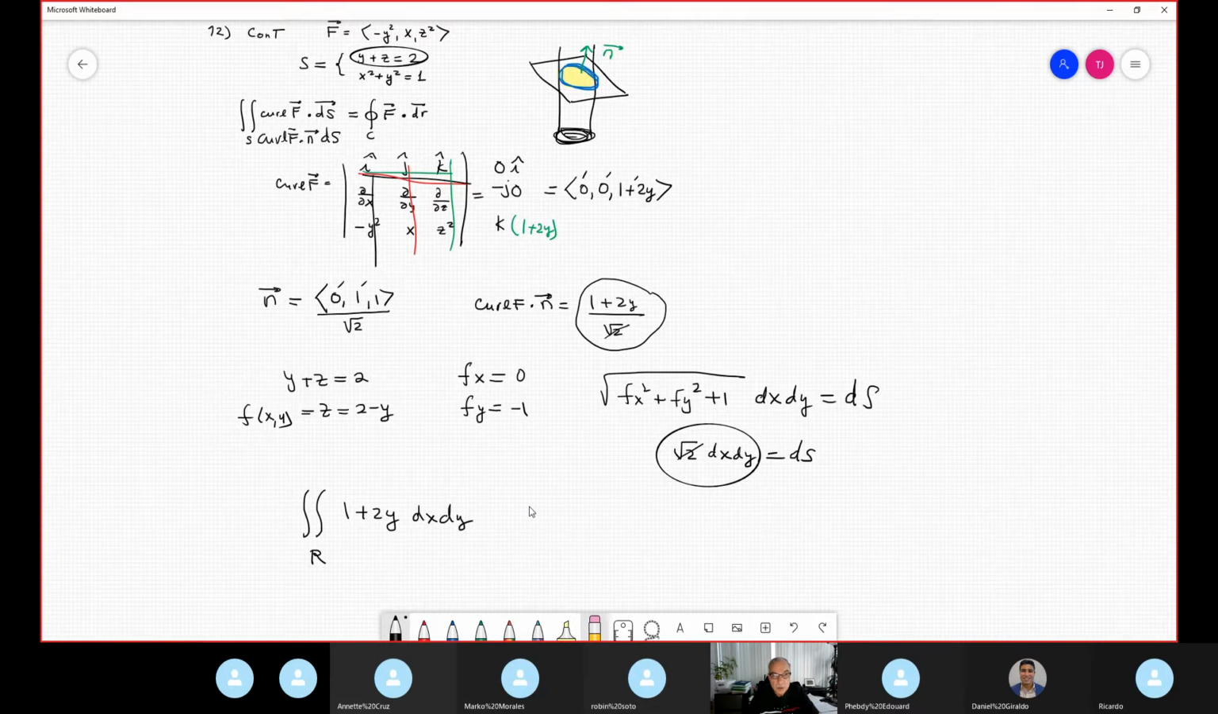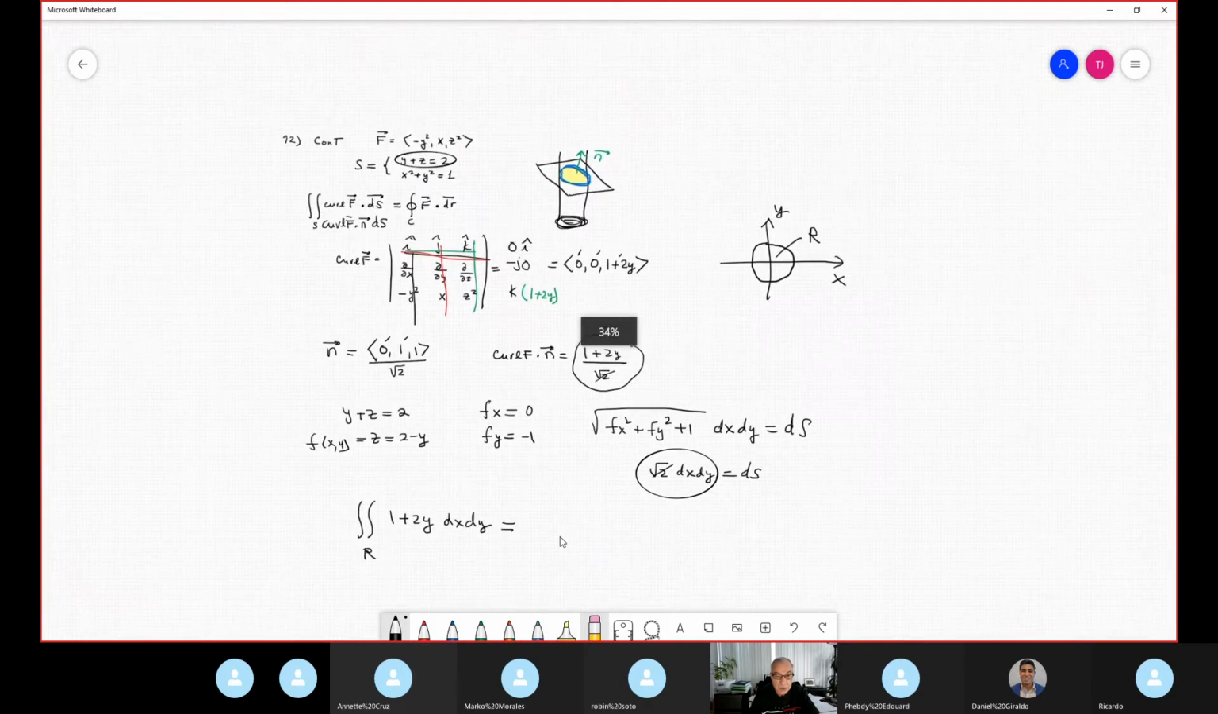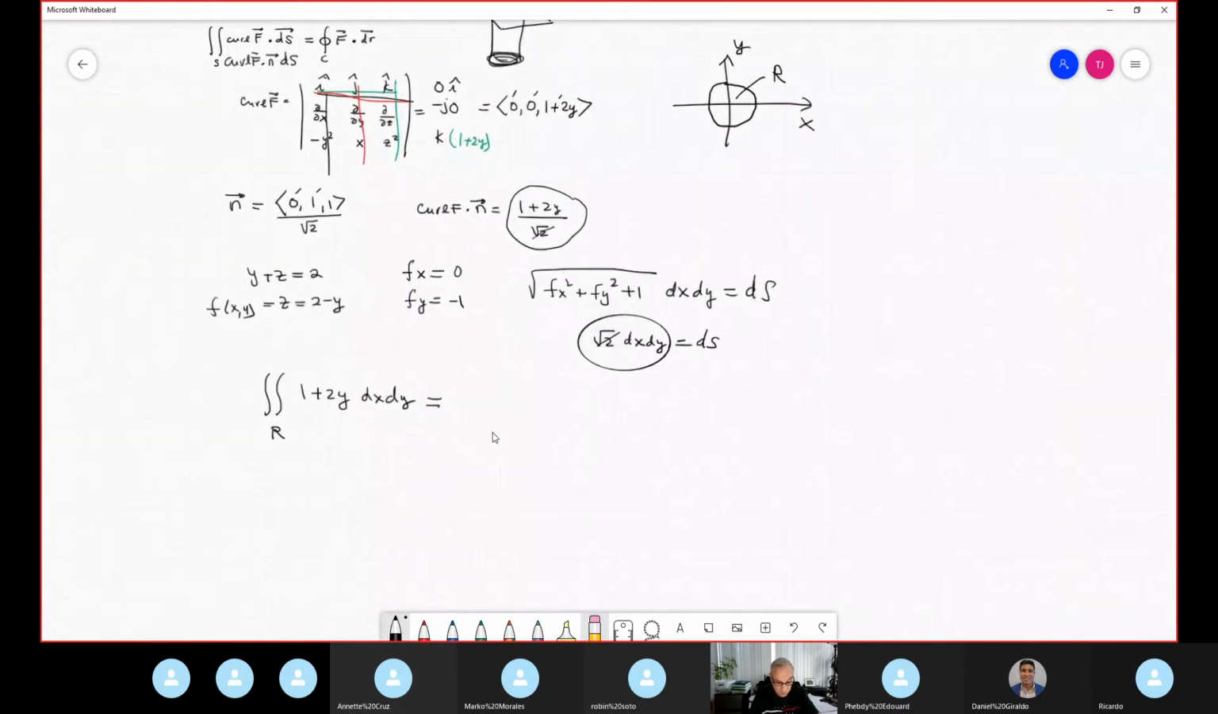I suppose the surface is one piece of the plane inside the circular cylinder. So when you project it onto the xy plane, it is obvious we have the unit circle. This is my region R. Therefore, I suppose the best way to compute this double integral is using polar coordinates. We have the double integral of 1 plus 2 times y, but y is r sine theta, multiplied by the Jacobian r dr d theta. r varies from 0 to 1, and theta varies from 0 to pi.